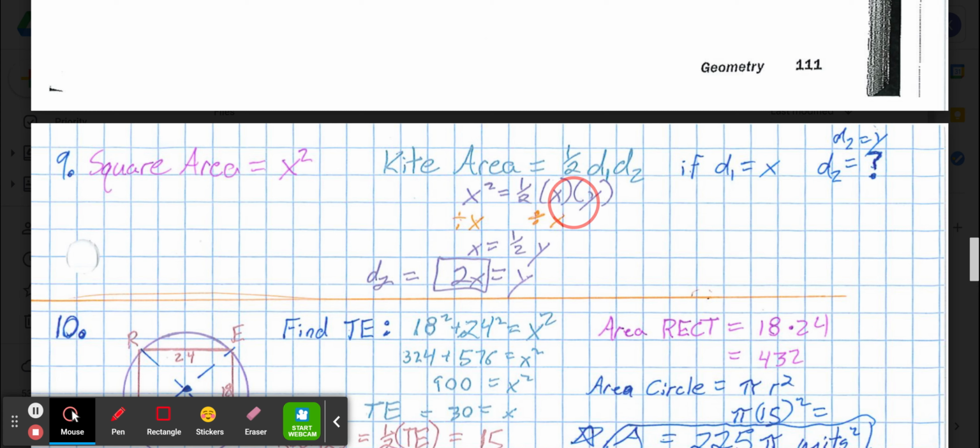then we would be able to divide both sides by x. That means x is 1/2 of y. So to get y alone, divide by the 1/2 or multiply by 2, meaning y would equal 2x, so that second diagonal's length would have to be 2x for the figures to have the same area.